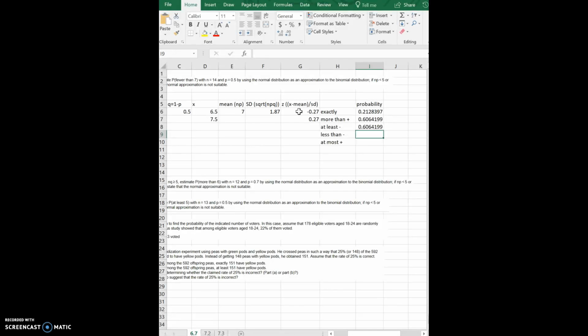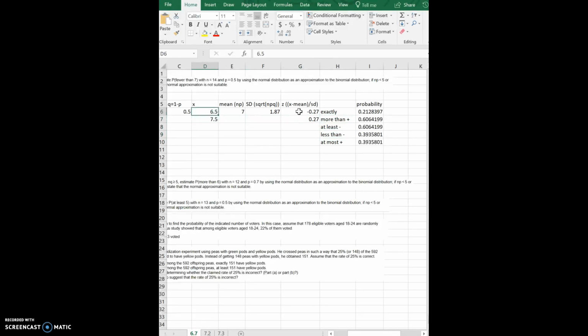Less than, so we're calculating from left to a certain point on the right, so we're looking for that left section. So this is just going to be norm.s.dist. And then at most, so we're still calculating left to right, sorry, norm.s.dist. And that value, true, enter. So some of these do give you the same answer, but I just wanted to give you the different wordings here, so that you can kind of match them up. It's easier to do it that way.